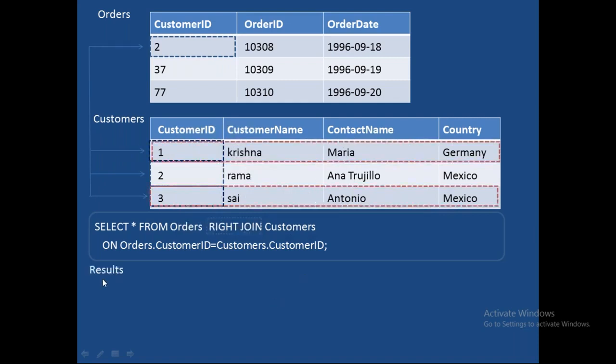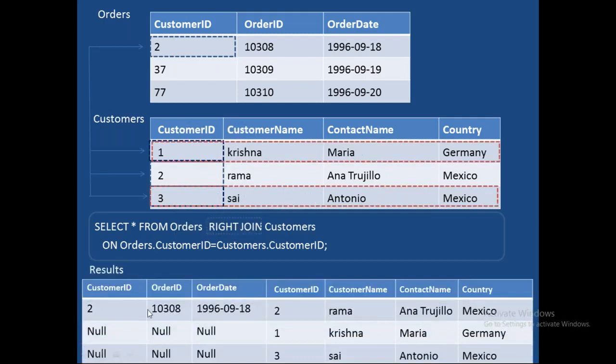Now when you come down to the results, see, the right table, everything I brought it. The entire right table records I have, and matching records from the left table. So on this side, matching records. Right join means all the records from the right table, matching records from the left table. In an interview also, if people ask, you just give this explanation. Right join means all records from the right table, matching records from the left table.